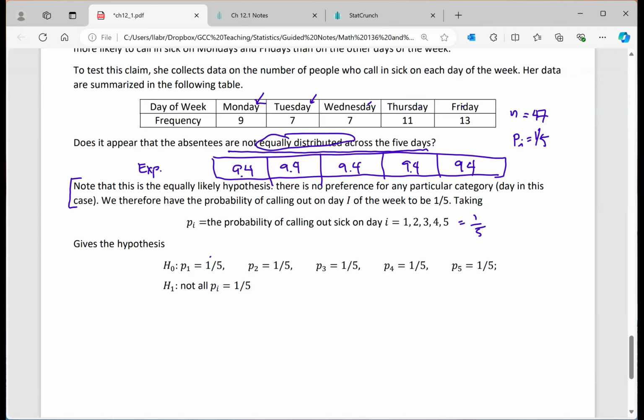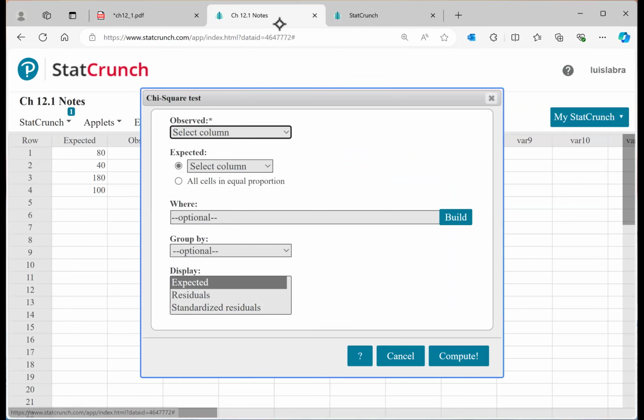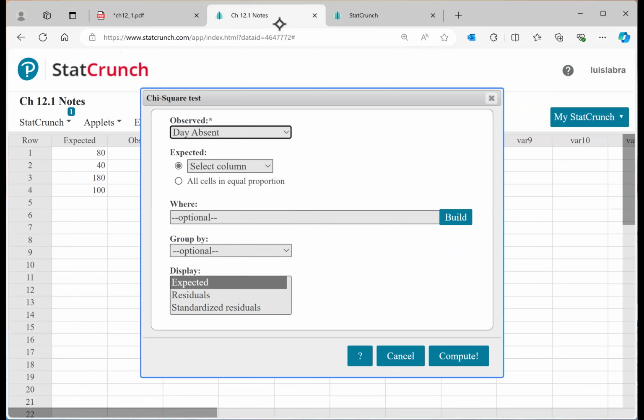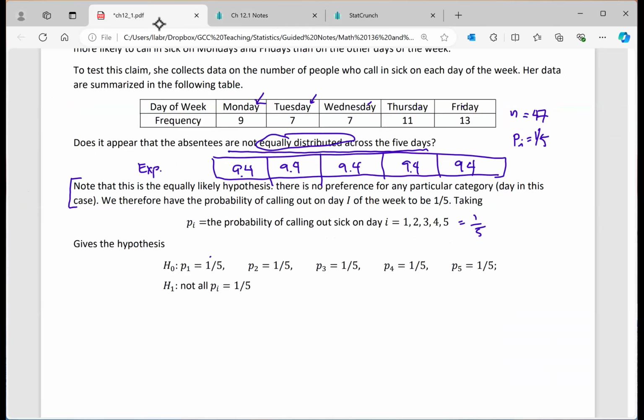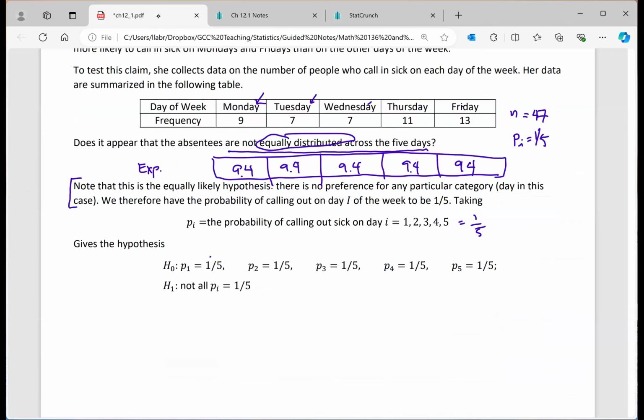Now, because equal distribution happens a lot, there's actually a very easy way to get this in StatCrunch. You just go Stats, Goodness of fit, Chi-squared, and where it says observed, select your observed, here days absent. Now notice under expected, there's this little option that says "all cells in equal proportion." That happens often enough that there's a special command for it, whenever you've got this equally likely hypothesis. If you just click that and press Compute, StatCrunch will find it for you, and we've also got the chi-square statistic and p-value. That's actually the only thing that changes in this example. Everything else is exactly the same.